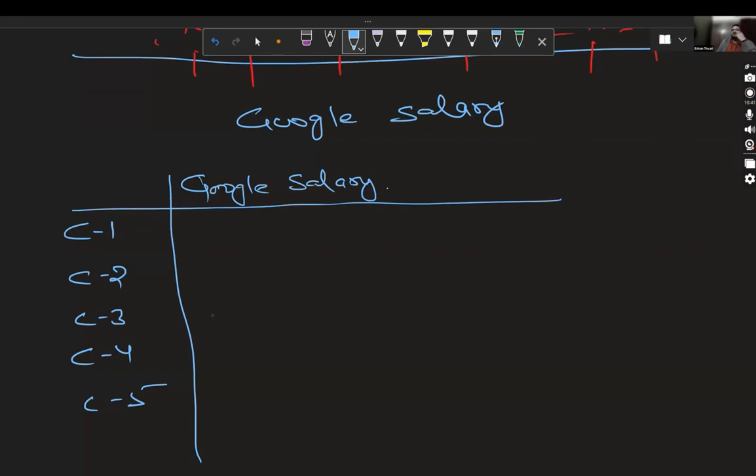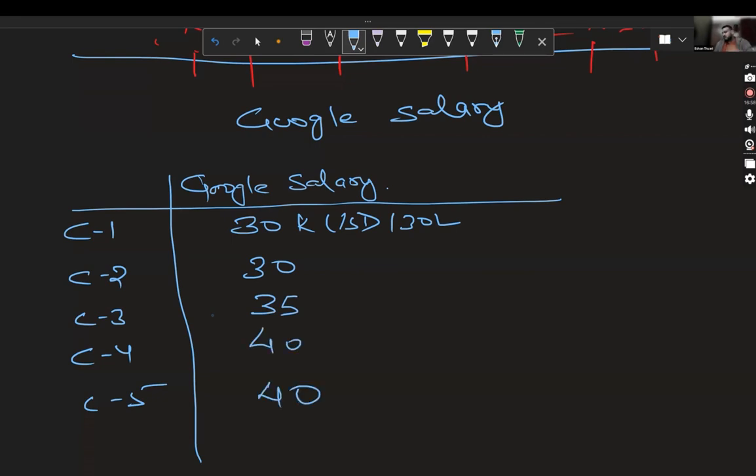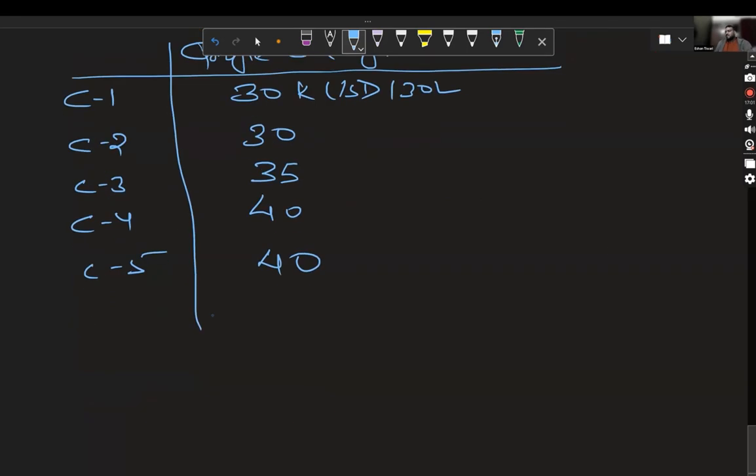So let's say candidate one told you they are getting 30. Now it could be 30K USD, or you can call it 30 lakhs in India, whatever currency you want to pick. Similarly, C2 said another 30. C3 said 35. C4 said 40, and C5 said 40. Now we got multiple points, and we have to see what could be my average salary?